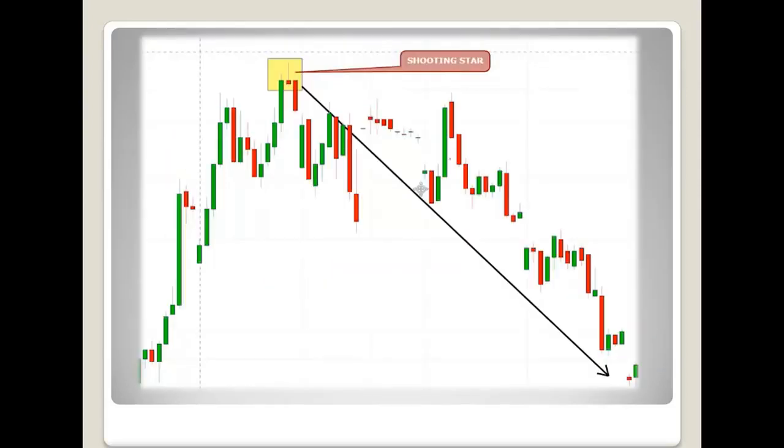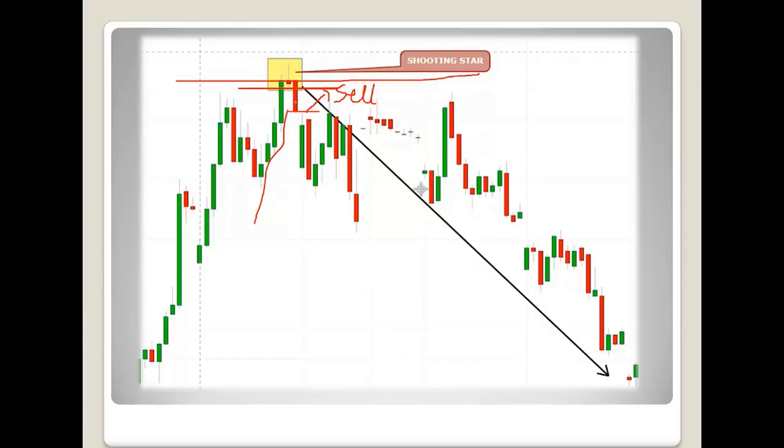The next example is we have a shooting star at the top of an uptrend. As you can see, in a full uptrend we had a shooting star. There was no resistance here. So we have to wait for the next candle, and we could have gone for a sell after the second candle has been confirmed.